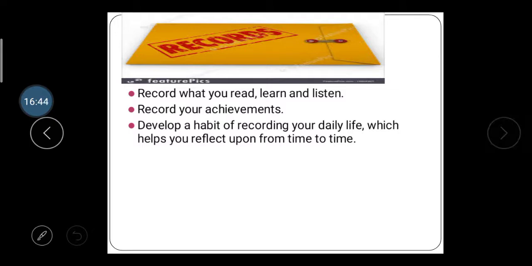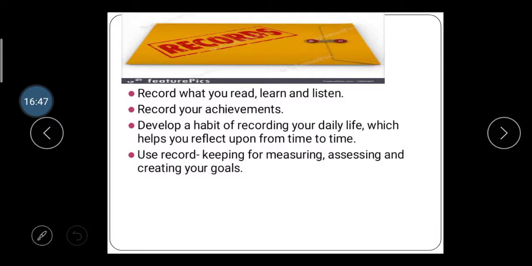Then, use record keeping for measuring, assessing and creating your goals. It is very helpful for the organization. If they do this type of recording, they can easily measure things. For example, some organizations keep records of their profit and loss account, so they can easily measure how much profit they made in the last year, and if there was a loss, why the loss occurred.